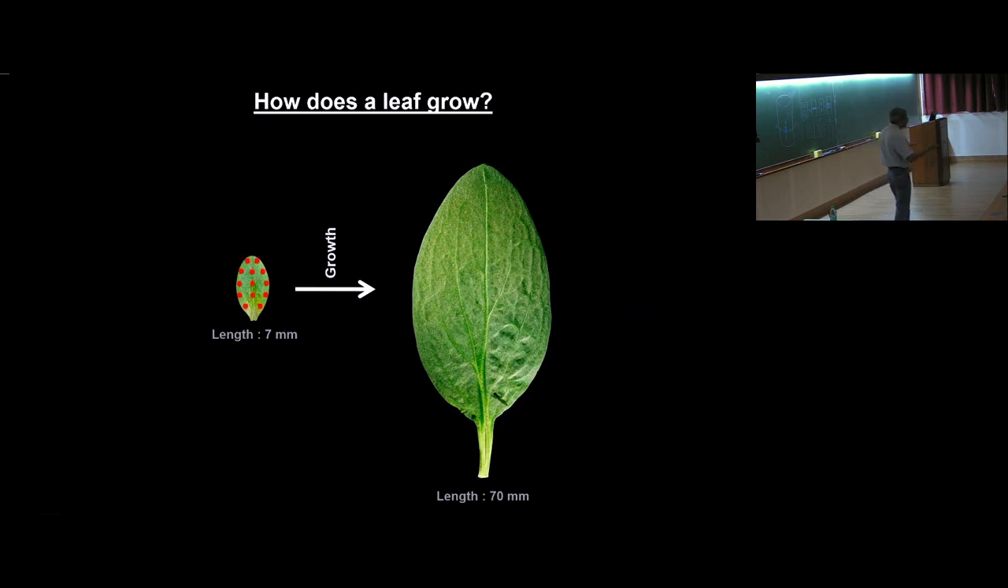What you do is you take a young leaf which is still stuck to the plant and put some dots there, because there are no dots. If there are naturally occurring dots, you don't have to put the marks. And then if it is growing uniformly, at the end of the growth you would expect all the dots to be spread out. It's just like a spotted balloon. As you inflate the balloon, the spots go away from each other.